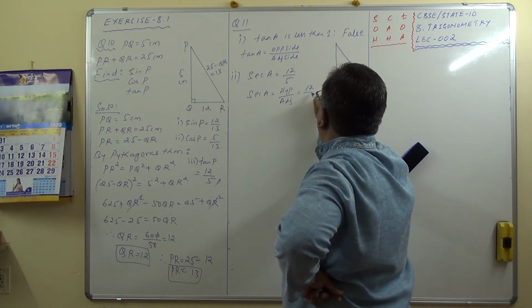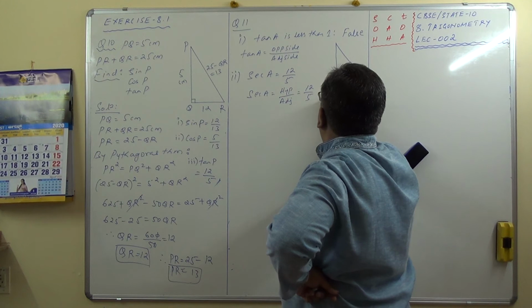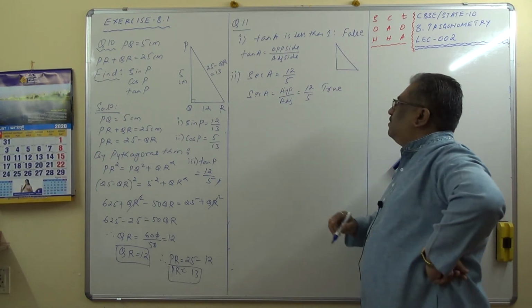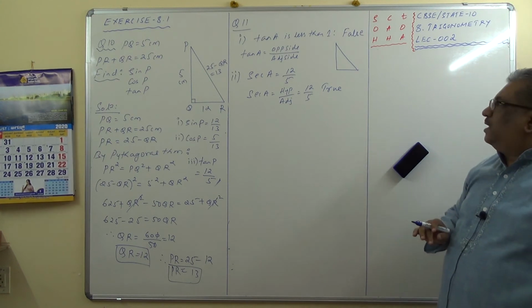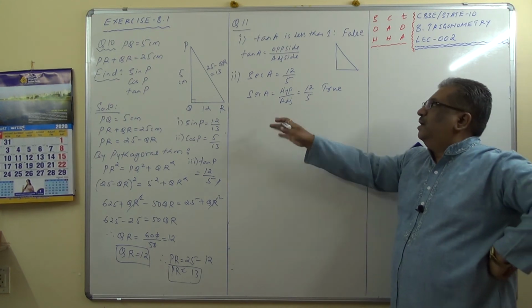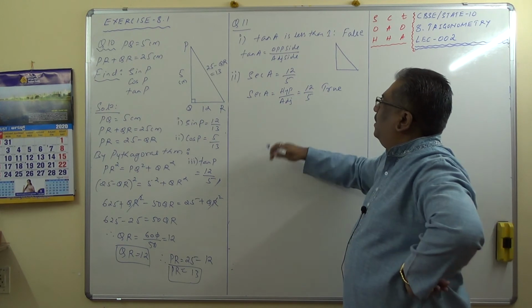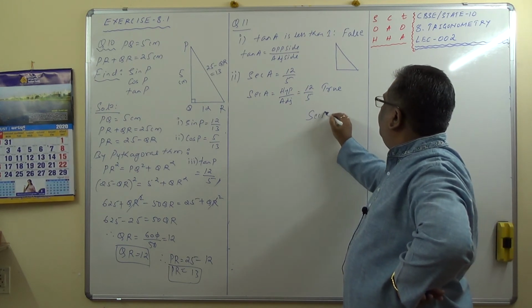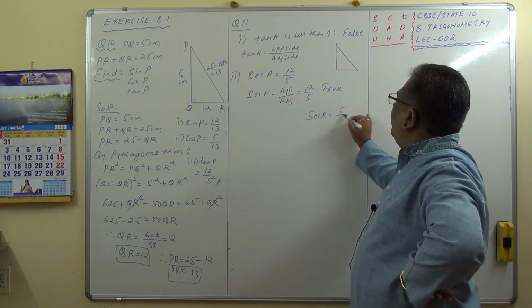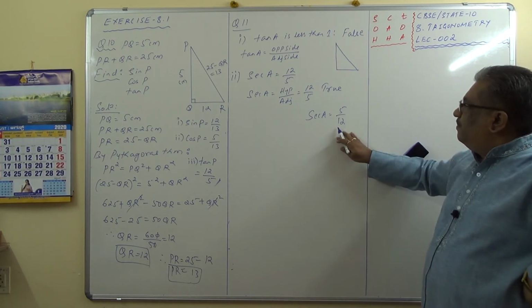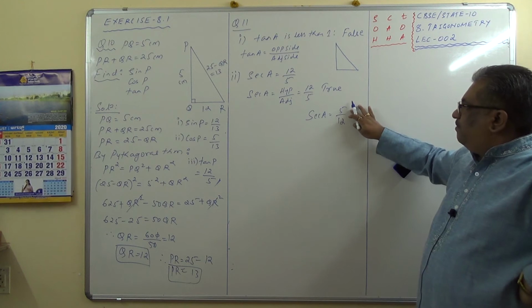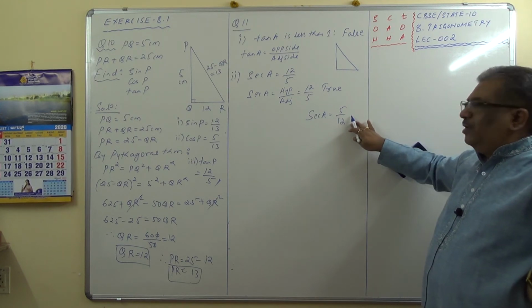So which is 12 by 5? True. Why true? Because hypotenuse is greater than adjacent side. If the hypotenuse is greater than adjacent side, then definitely. But see here, one important thing. If I write secant A equals 5 by 12, do you accept this one? Secant A is 5 by 12. Can you accept this? Here hypotenuse is 5 and adjacent side is 12 units.